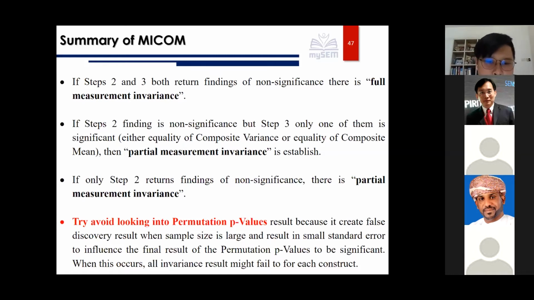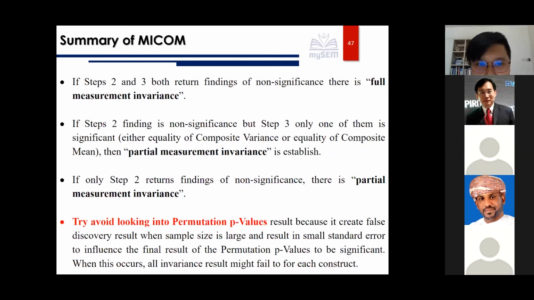If in step 2 you find not significant, but in step 3 either one, whether composite variance or composite mean, either one is significant, then we call it partial measurement invariance. Okay, but if only step 2 returns non-significant findings and step 3 all fail, meaning all significant, showing that there's a difference, then we call it partial measurement invariance.